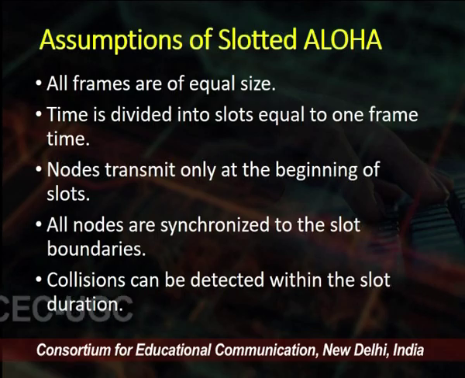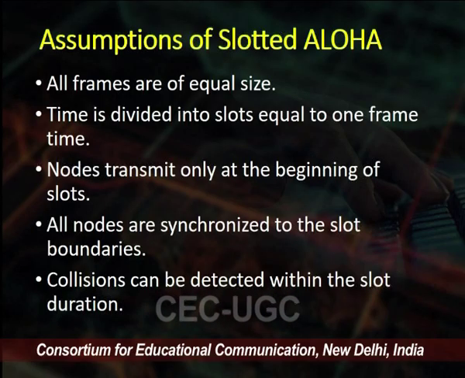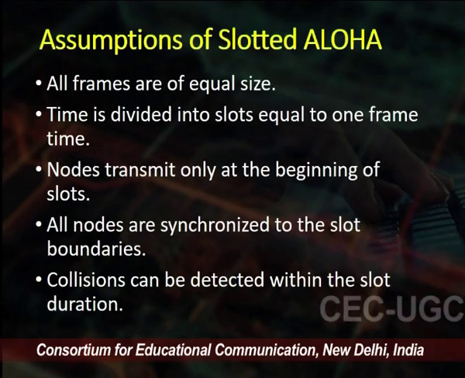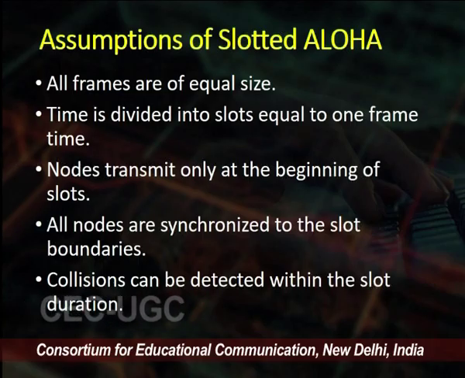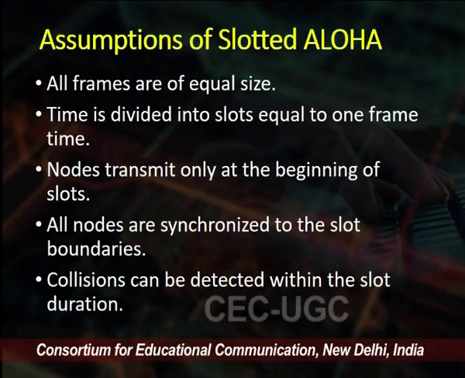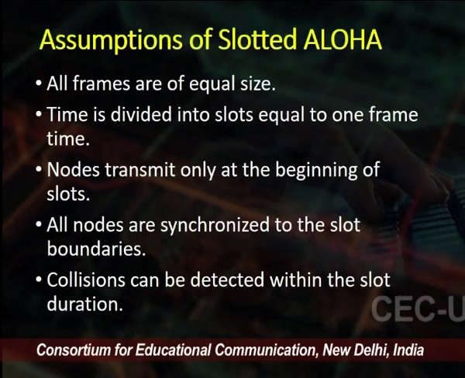This we have seen in our key mechanism also. Then all the nodes are synchronized to the slot boundaries. Only then is it possible that a node transmits only at the beginning of the slots. So these two assumptions, that nodes transmit only at the beginning of the slots and all nodes are synchronized to the slot boundaries, are tied to each other. Also, collision can be detected within this slot duration. So these are the assumptions of slotted ALOHA under which this protocol works.